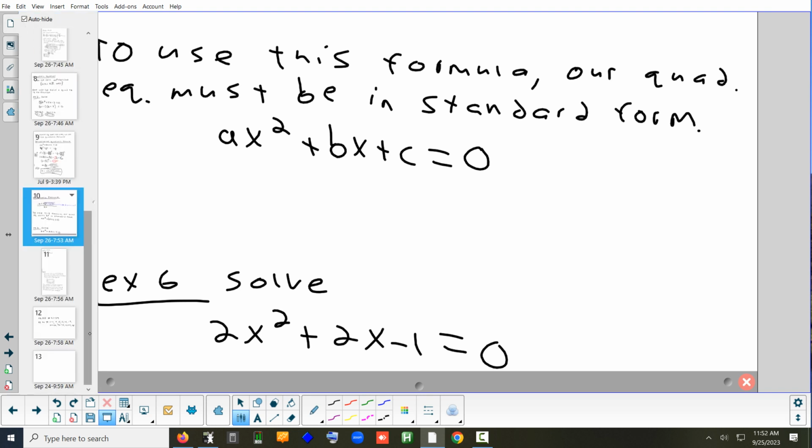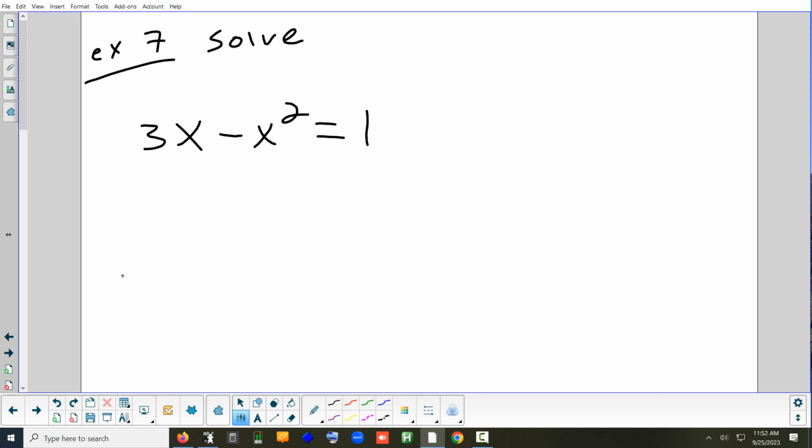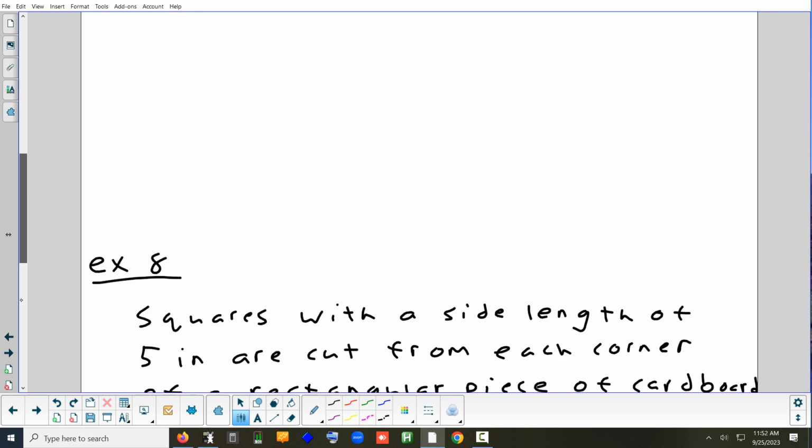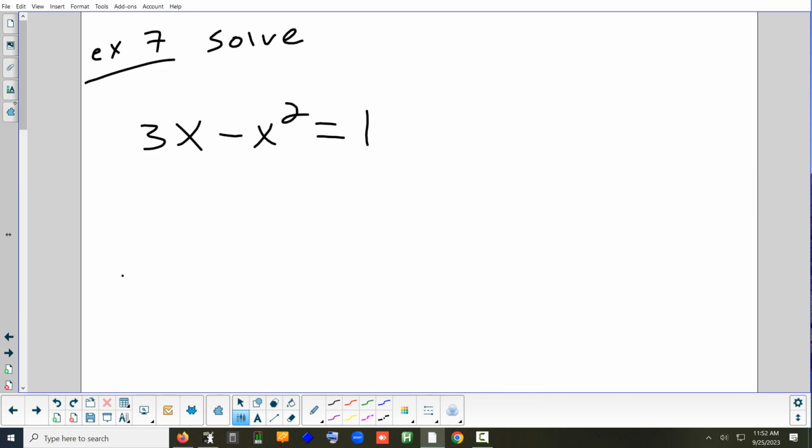Okay, so let's just set this up. I'm not going to go through and solve it because I really want to do the last question, which is this one. If you wanted to solve this with quadratic formula, what do you need to do first? Subtract 1 from both sides. Yeah, you could subtract 1 from both sides. I would also put it in this order. Now it's ready to solve.